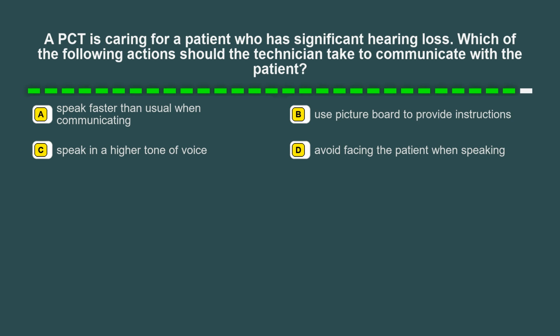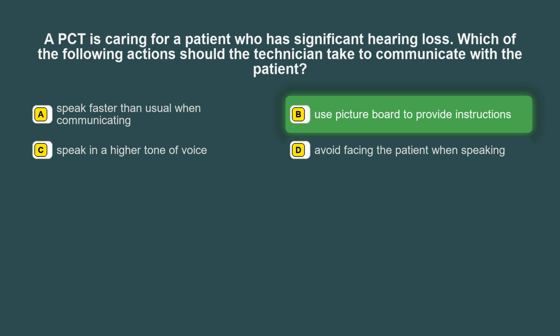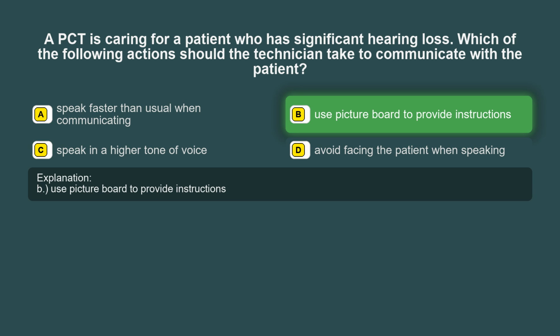Question 70. A PCT is caring for a patient who has significant hearing loss. Which of the following actions should the technician take to communicate with the patient? Option A, speak faster than usual when communicating. Option B, use picture board to provide instructions. Option C, speak in a higher tone of voice. Option D, avoid facing the patient when speaking. The correct answer is option B, use picture board to provide instructions.